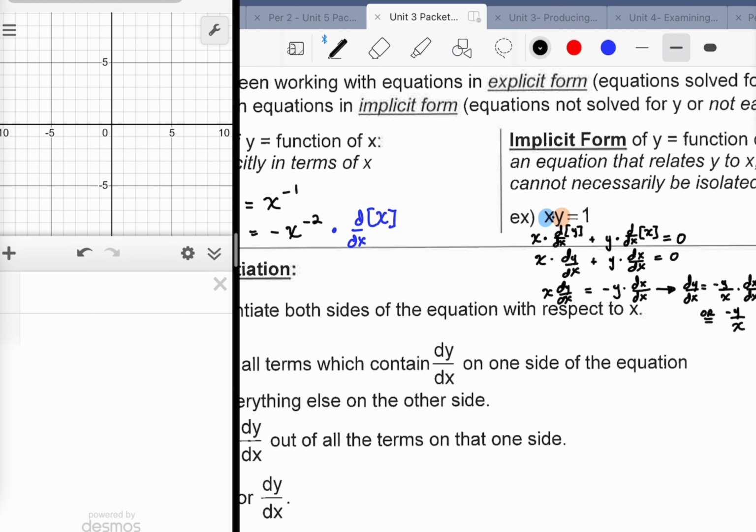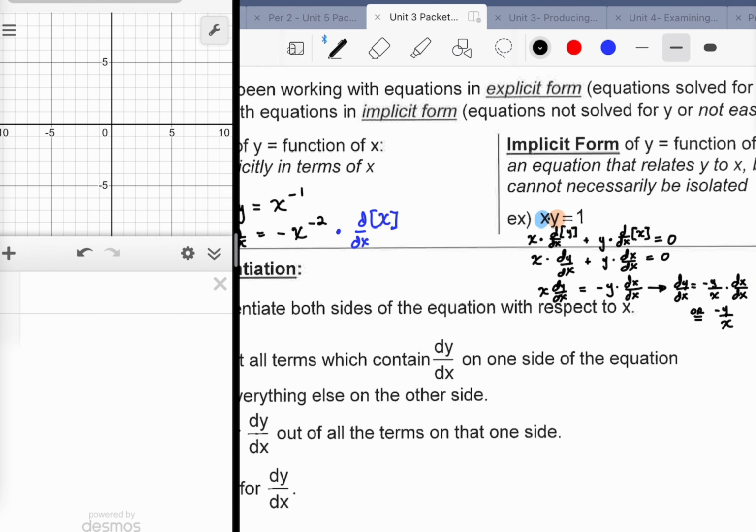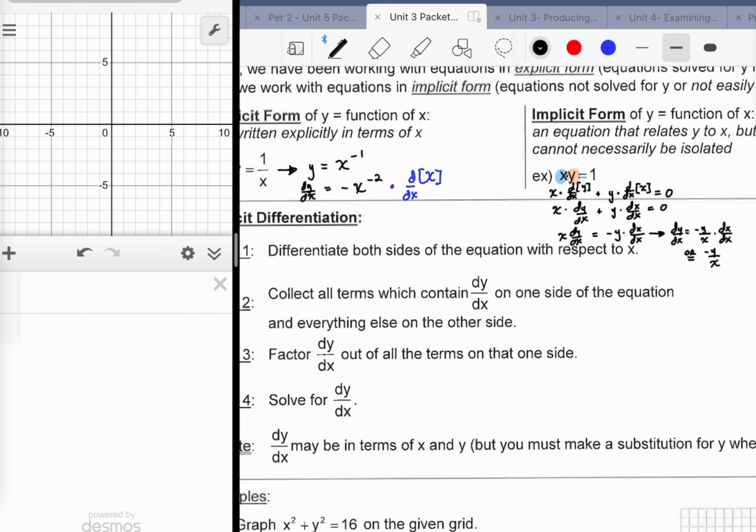So you have a lot of wiggle room here, but the implicit form very often is going to look vastly different in terms of the derivative than the explicit form. But this is a simple case. This one is really easy, not too bad. Just follow the steps.